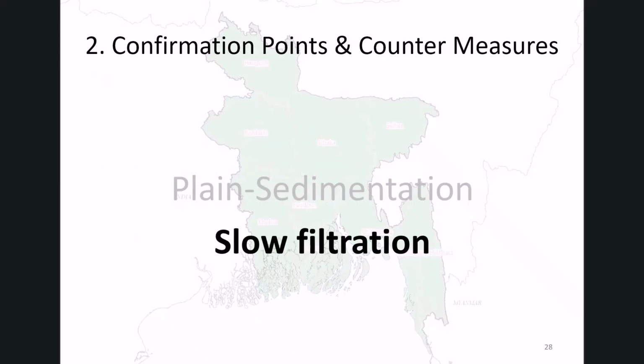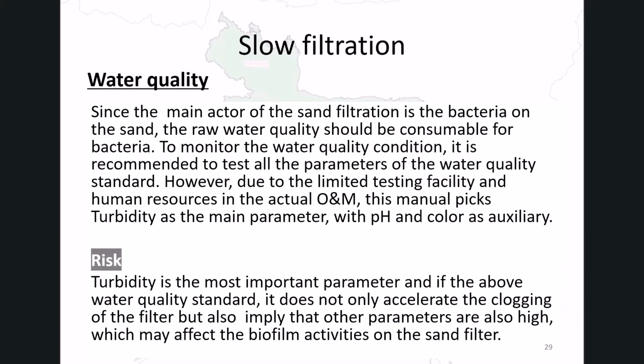Next, slow filtration. In the slow filtration process, the key aspect is water quality. Because the main treatment is performed by bacteria on the sand surface, raw water quality must be suitable for biological activity. Among many possible water quality parameters, turbidity is selected as the most practical and important indicator for daily operation. High turbidity not only accelerates clogging of the filter surface but also suggests that other water quality parameters may be unfavorable for the biofilm.